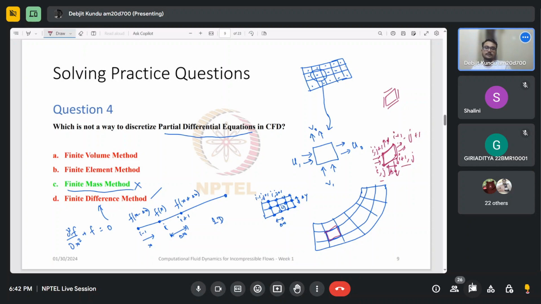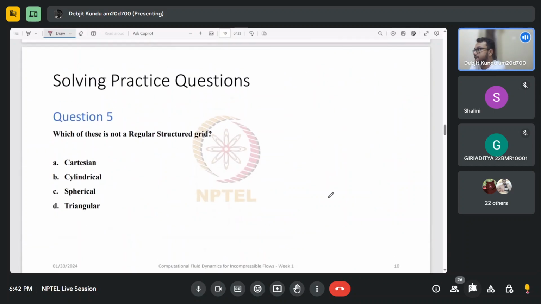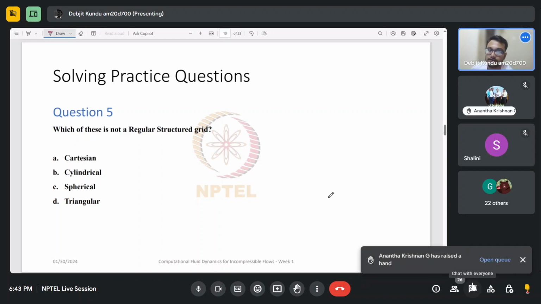Yeah. Okay. So any other questions? Okay. So if not, we will move along to question number 5, which asks which of these is not a regular structured grid? Option A, Cartesian. Option B, cylindrical. Option C, spherical. Or option D, triangular.